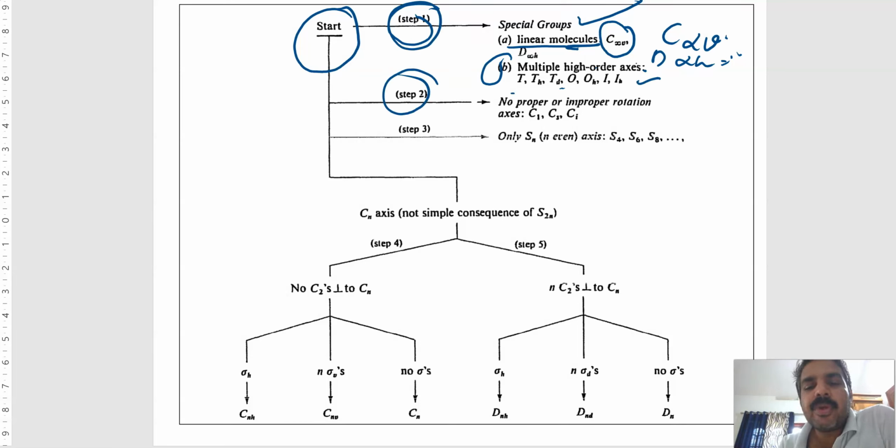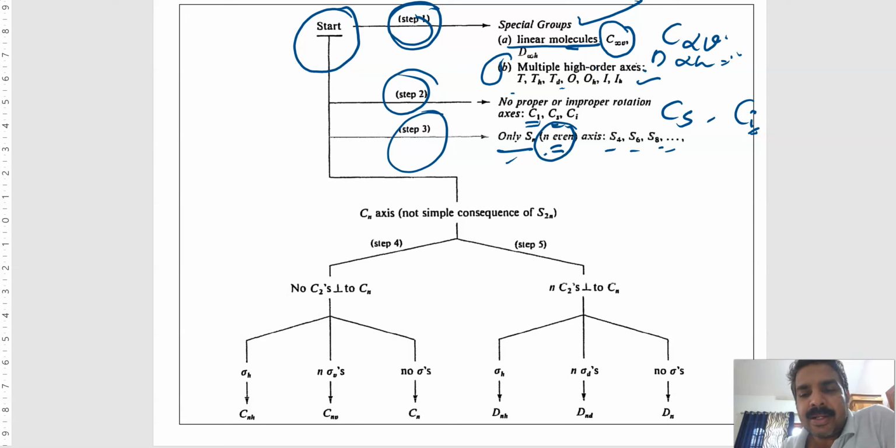And step 2, no proper or improper rotation. There is no proper rotation or improper rotation, Cn or Sn. Then the point group will be C1 if there is no other symmetry element. The point group will be Cs if there is a sigma plane, and the point group will be Ci if there is an inversion center. Okay, step 3, only Sn, n equal to even. No other proper or improper rotation, or sigma planes. Then the point group will be Sn, that is S4, S6, S8, where n is always even. This is a rare point group.